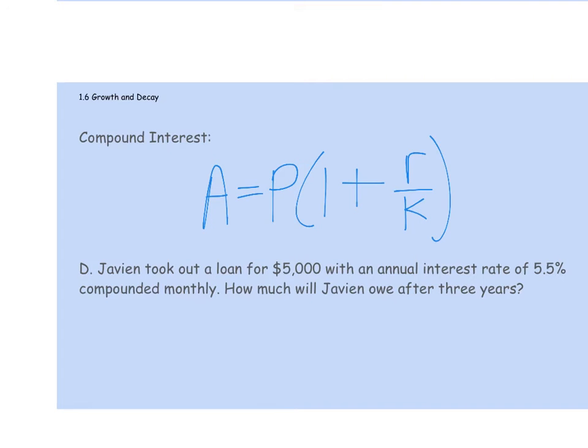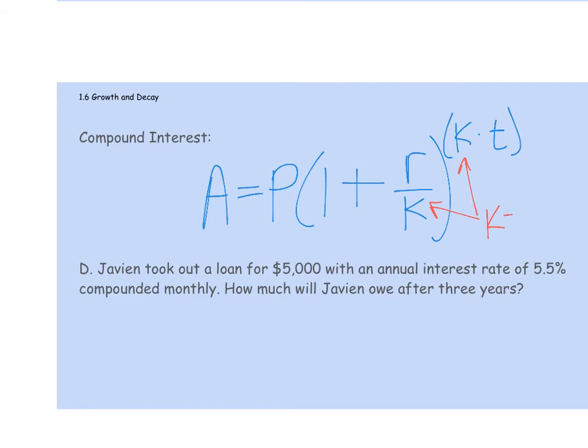R over K, that's a letter K. I'm sorry, I'm going to do it to the power of K times T. So this K value that we have now is the only thing that's different. Compound interest is typically what we see with loans, mortgages, all that stuff.